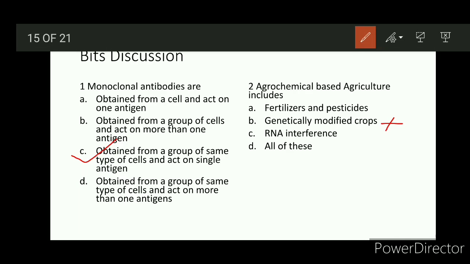RNA interference is one of the techniques of recombinant DNA technology to silence a gene. So option C is also wrong. When B and C are wrong, option D is invalid, that is, all of these is also wrong. So option A, agrochemical based agriculture, utilizes chemical fertilizers and pesticides. So option A is the right option. Clear, students? Then moving on to the next question.